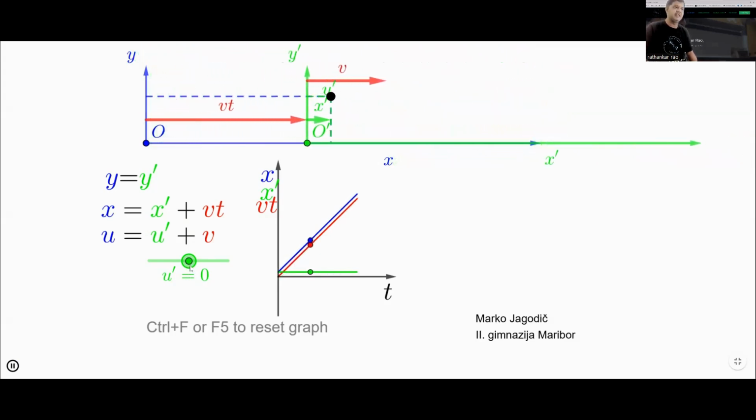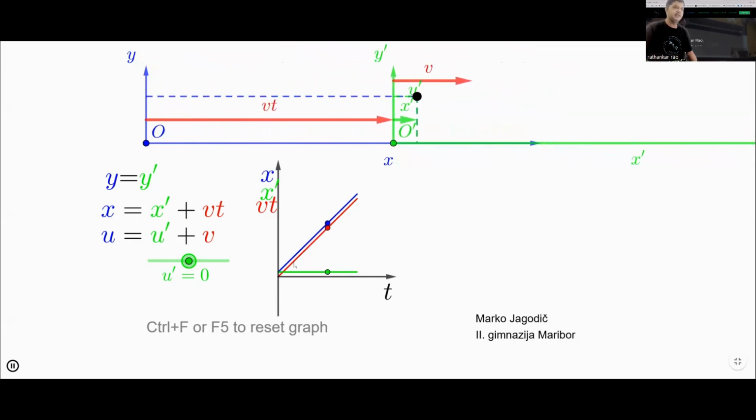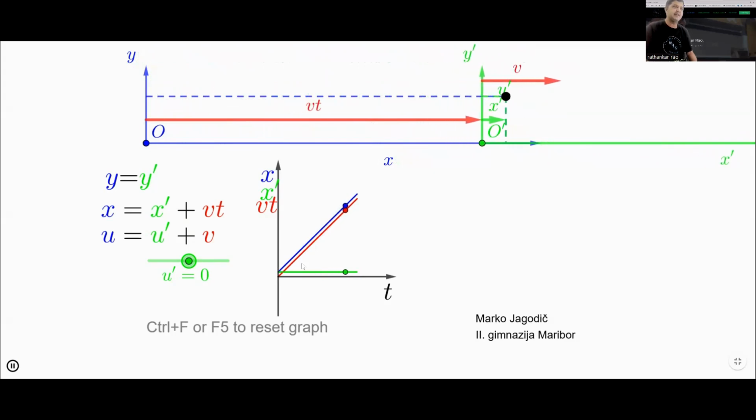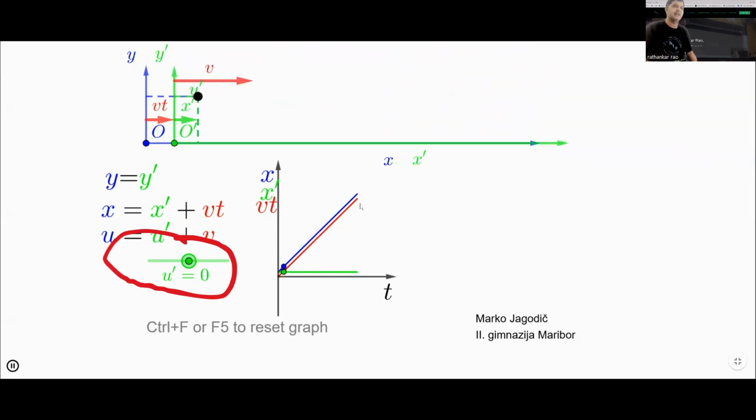Now I will increase this velocity. You see the graphs over here, they are overlapping or aligning together. If I now increase it to, let us say, 0.5, now what do you observe?